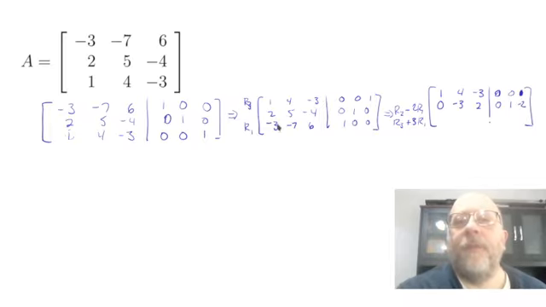All right. 3 plus 3 is 0. Negative 7 plus 12 is 5. 6 plus negative 9 is negative 3. 1 plus 0 is 1. 0 plus 0 is 0. 1 plus 3 is 3.